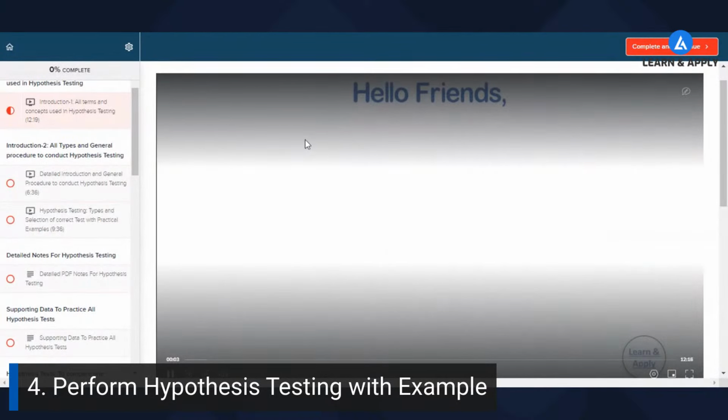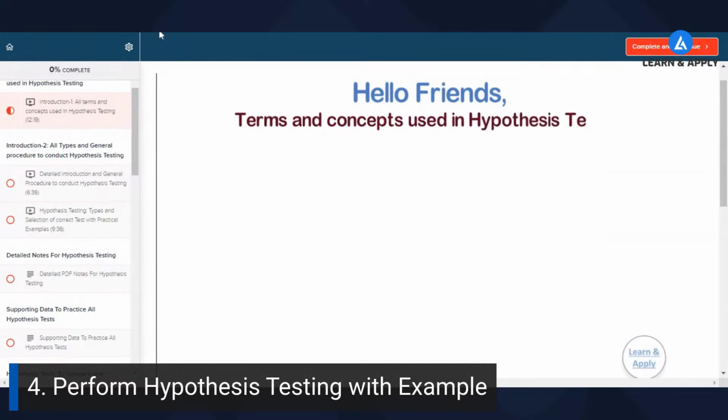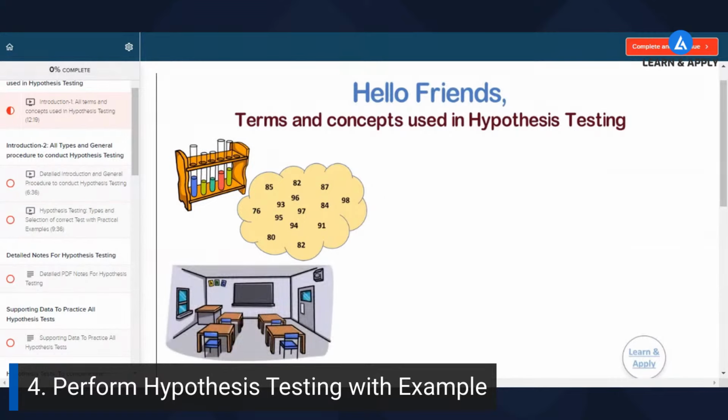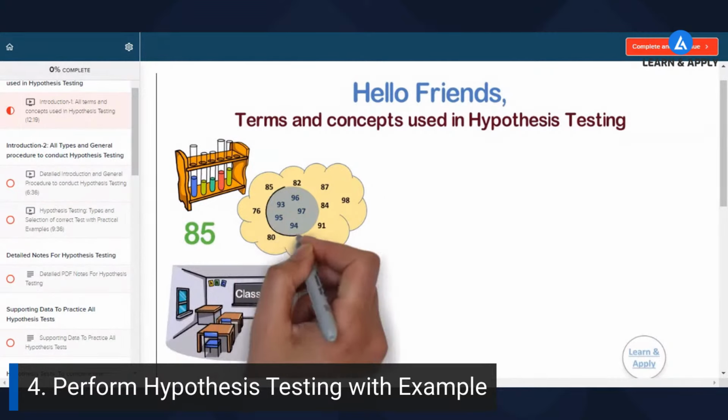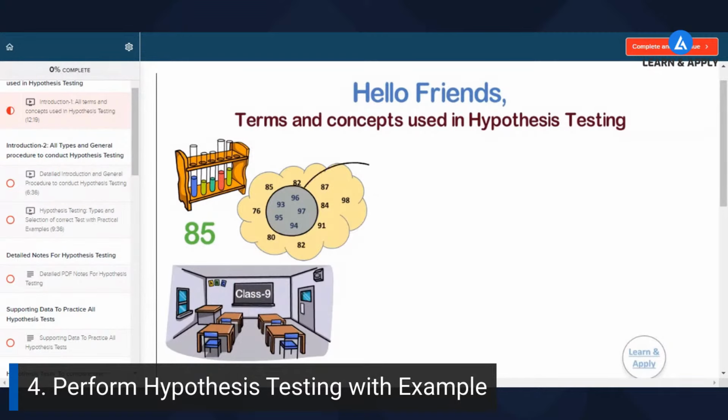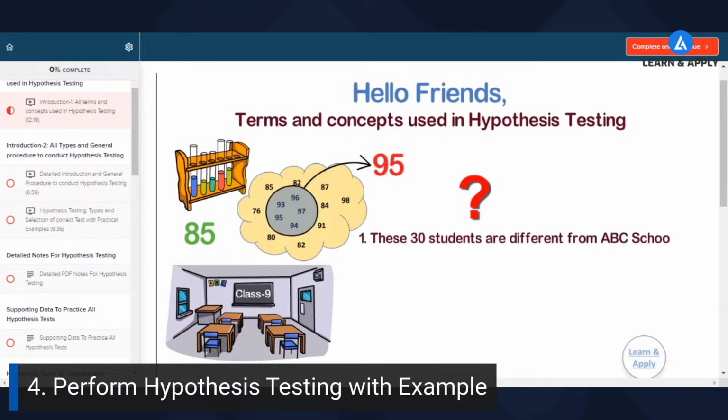This video is about learning the terms and concepts used in hypothesis testing. Let us say that the average marks in science of class 9 students of ABC school are 85. On the other hand, if we randomly select 30 students and calculate their average score, their average comes to be 95. What can be concluded from this experiment? It's simple. There are two conclusions. One, these 30 students are different from ABC school's class 9 students. Hence, their average score is different from the population, that is, all ABC school class 9 students.